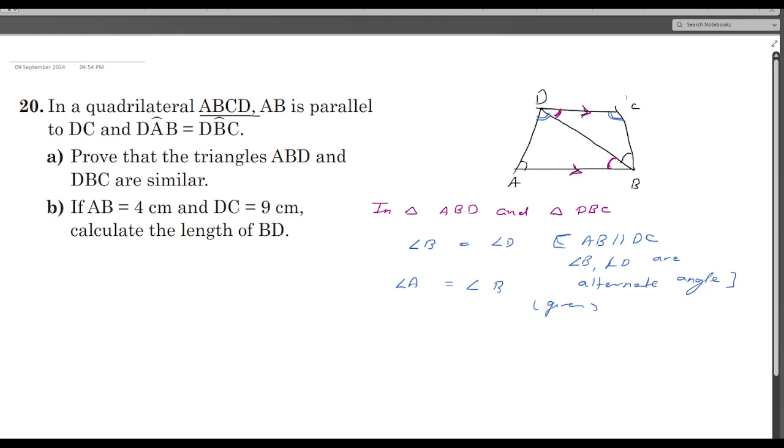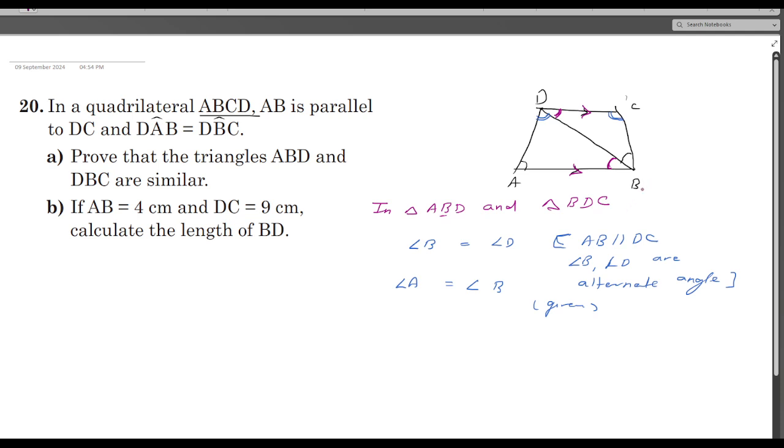Okay, so instead of saying triangle ABD and DBC, it is better if I rename. The first triangle I can consider as triangle ABD. Now in ABD, angle A will be same as angle B. So I will start with B. I will say triangle BD, angle B in the first triangle is same as angle D in the second triangle. So BDC. Okay, this is better.